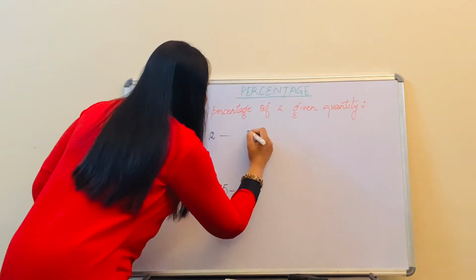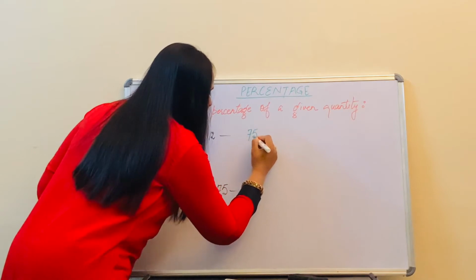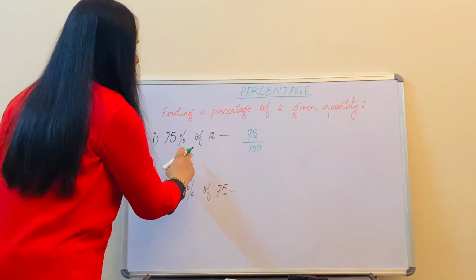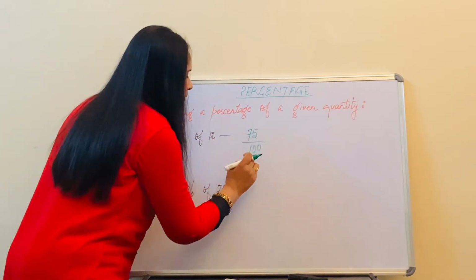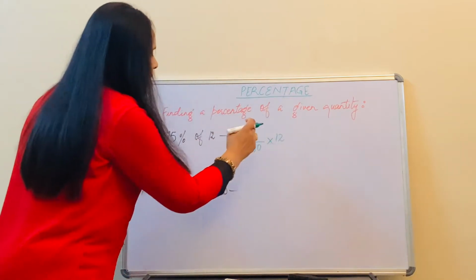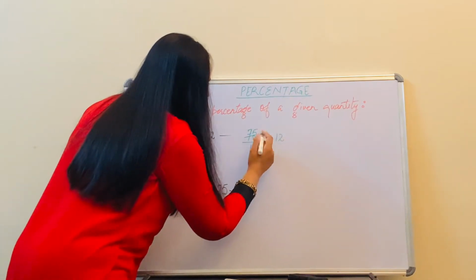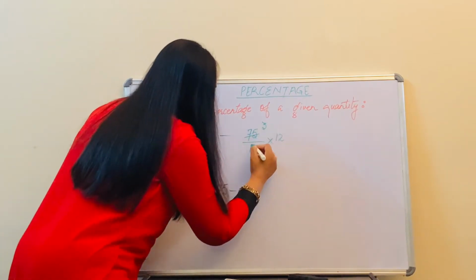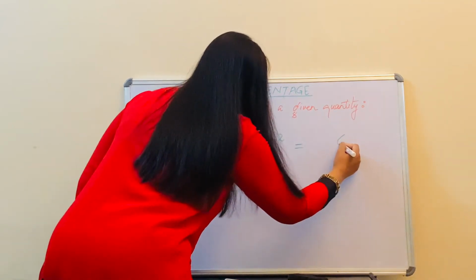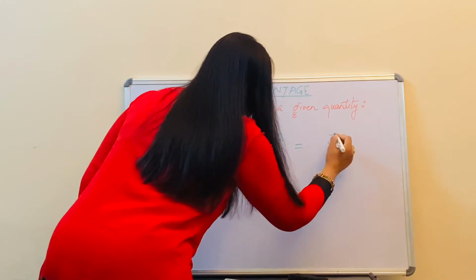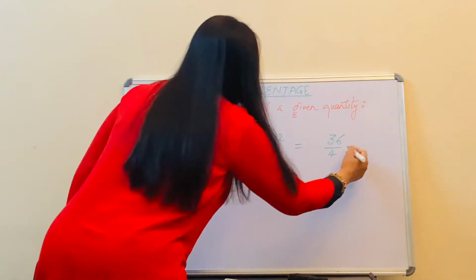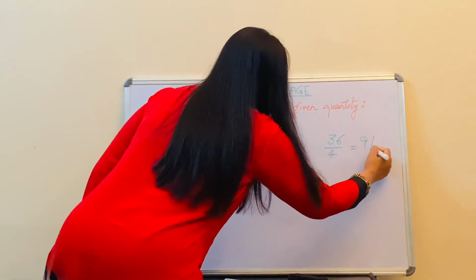Converting 75% into a fraction, it comes out to be 75 divided by 100, and you have to calculate 75% of 12. This means 75 by 100 into 12. We can simplify it by dividing by 25. 25 3s are 75, 25 4s are 100. It comes out to be 3 2s are 6, 3 1s are 3, divided by 4. Again simplifying it, it comes out to be 9.